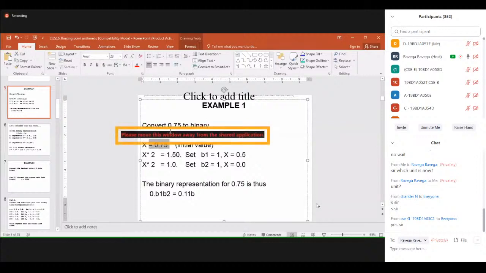Please ignore this one. I'm trying to take this out, but I don't know why I'm getting this particular problem. Please ignore this one. Okay, please stay attentive to what I am telling.